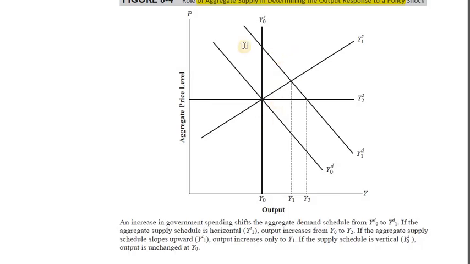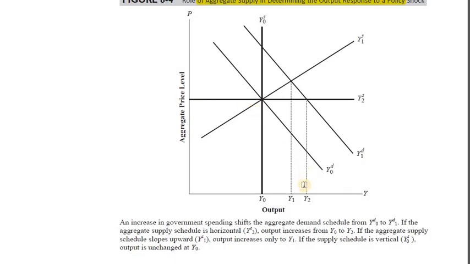Now let's assume that aggregate demand is like this, Y0D, and that's how the equilibrium level of output in the economy is Y0. Doesn't matter which of the three aggregate supply curves we are talking about. But let's assume that aggregate demand in the economy has gone up. So it shifts rightwards, that is Y1D, at the given price level, which is here.